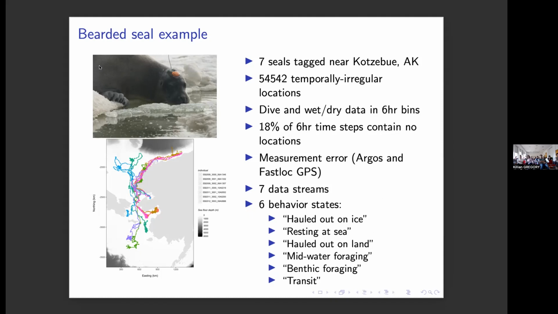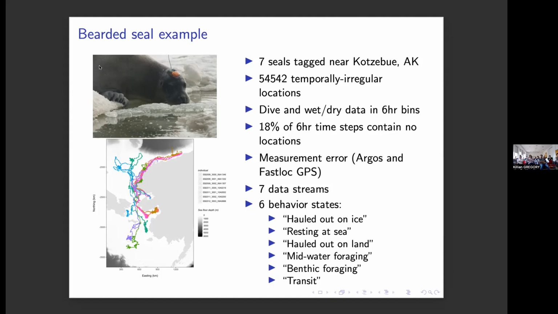So the idea was to combine all of our sources of information. We combine our dive data and our wet-dry data, and we also use things like sea ice to fill in all these missing gaps and get an overall picture, and then identify 6 behavior states from 7 data streams. So this is a big example.